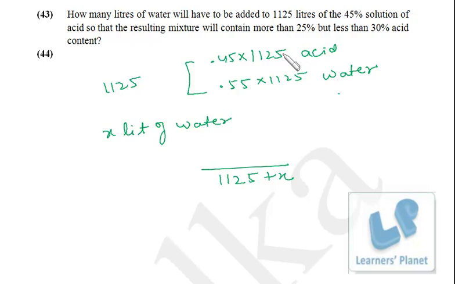So quantity of acid is still 0.45 of 1125, right? This is the new quantity and this is the existing quantity of acid, and this is multiplied by 100. So it will give us a percentage of acid, right? From total quantity, this much is the quantity of acid, into 100 is the percentage of acid in this solution, and this percentage should be more than 25 and less than 30, right? So we got these two relations. We can take relations one by one and we can solve the value or the range of x.